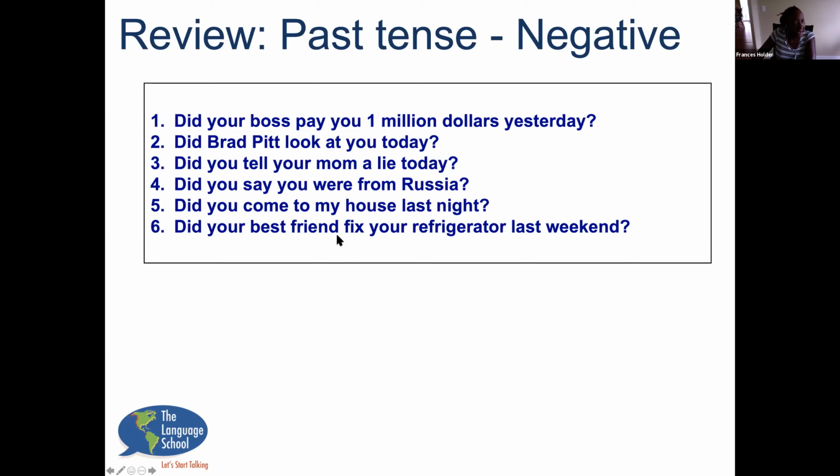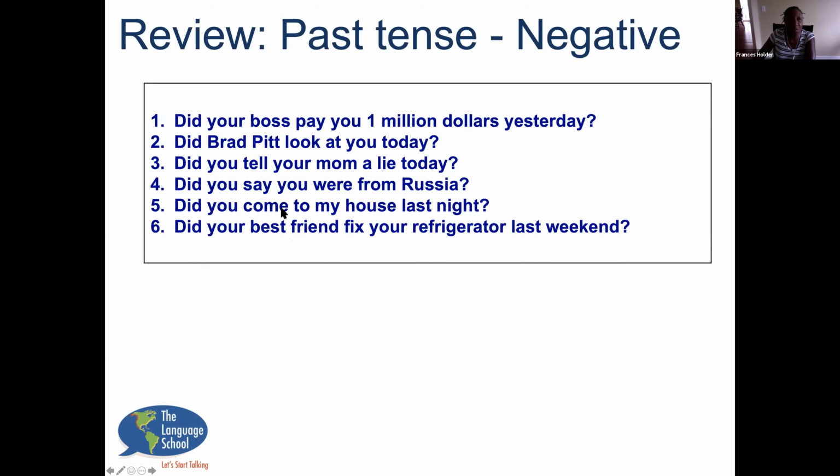Did you come to my house last night, Fernando? No, I didn't. I didn't go to your house last night. Okay. And did your best friend fix your refrigerator last weekend? No, he didn't fix my refrigerator last week. Excellent. Well done. Good. Just one little issue. Let's look at the difference between come and go.